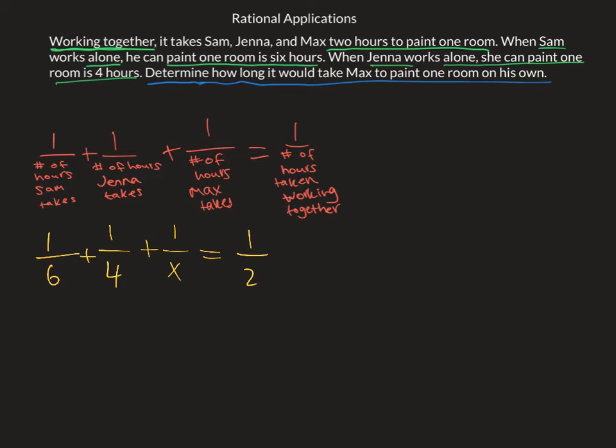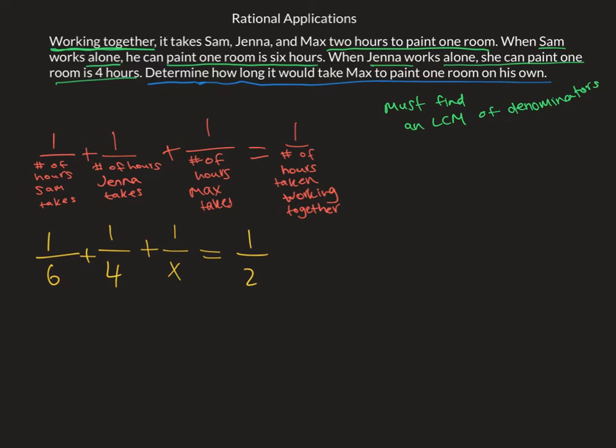Now, what's the next step in this problem? Well, our next step is you must find an LCM of the denominators. So you have to find an LCM for the denominators. What's the smallest number that is divisible by all 3 of the numbers, 6, 4, and 2?